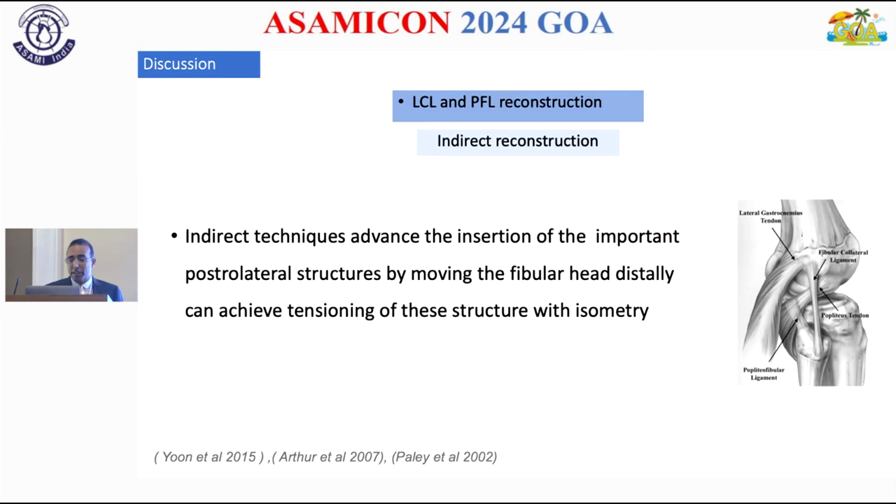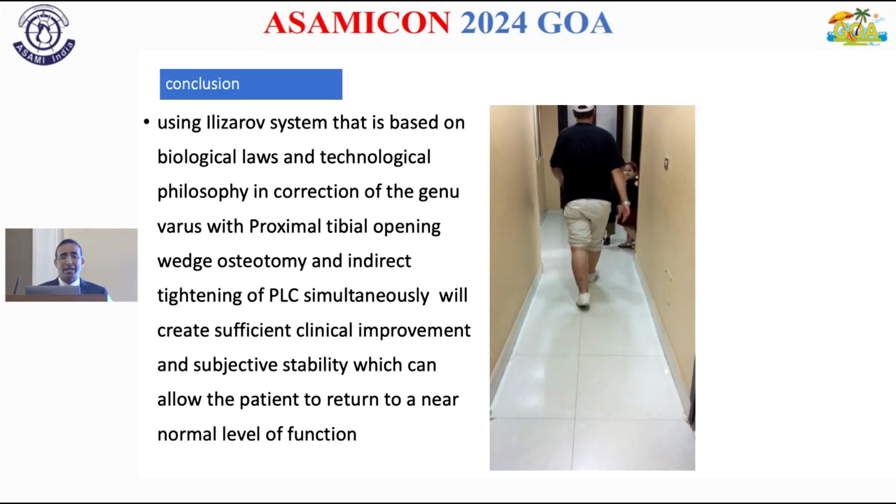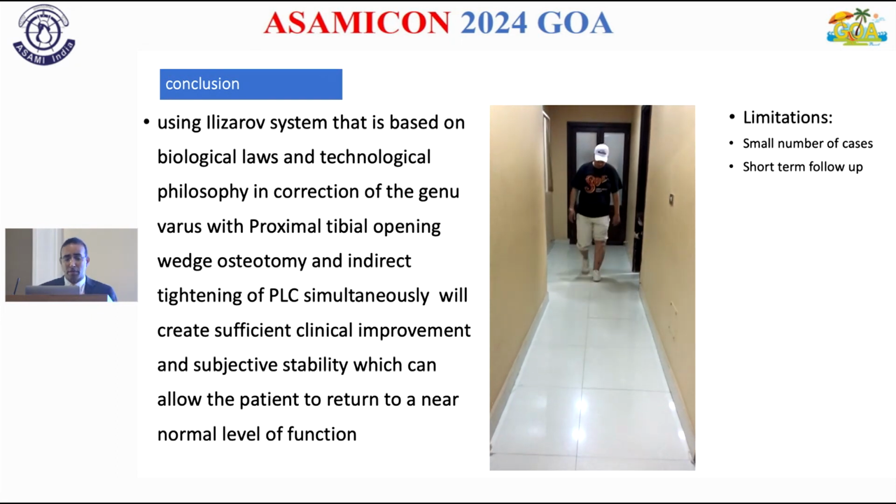So, the indirect technique advances the insertion of the important posterolateral structures by moving the fibular head distally, and can achieve tensioning of these structures with isometry. This can be performed acutely or gradually, but we prefer to do it gradually, because gradual transport avoids a large surgical exposure and release of the proximal fibula with its risk to the peroneal nerve.